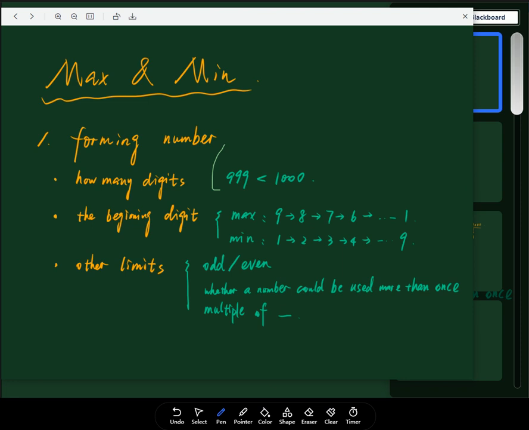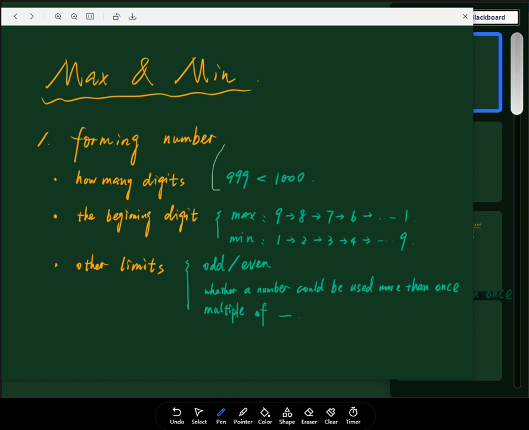Okay. Better. So next time, if you need to solve some questions related to forming numbers, remember, first decide how many digits there are in this number, okay? Because the fewer digits it has, the smaller the number will be. Make sure this is the first factor which will determine how large the number is. Second one is about the beginning digit. If you want to make the biggest number, then you start with the biggest choice. If what you need to get is the smallest number, then you start with the smallest choice.